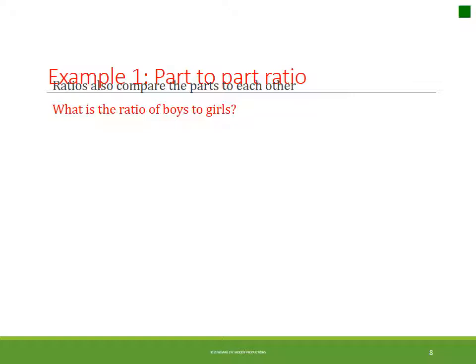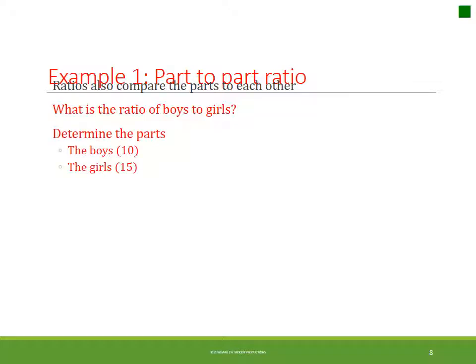So in the same class, this is the same example of boys to girls, but here, instead of comparing boys to the total number of students or girls to the total number of students, we want to compare the parts to each other. So here we would say, what's the ratio of boys to girls?